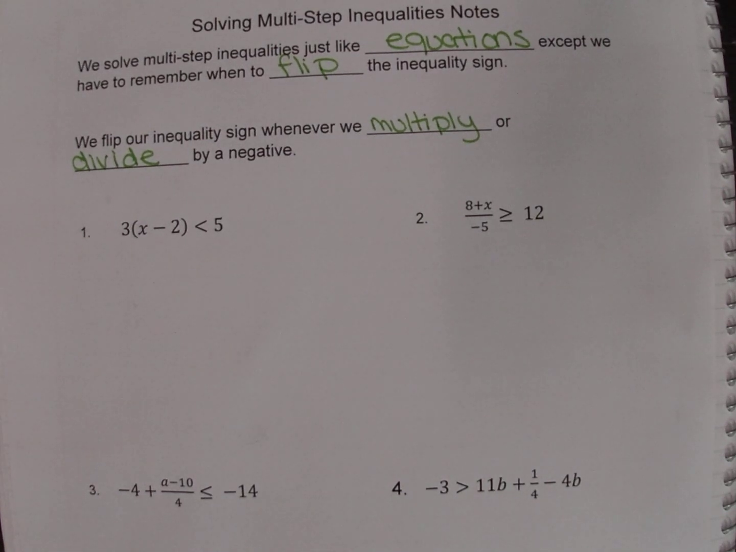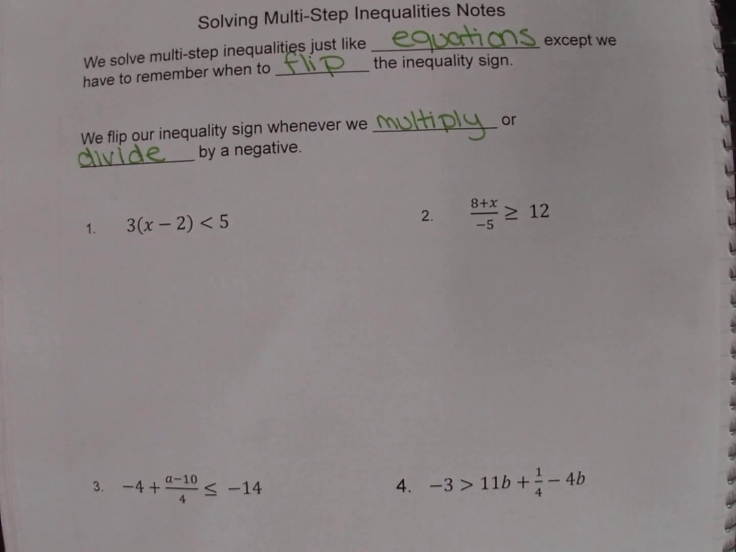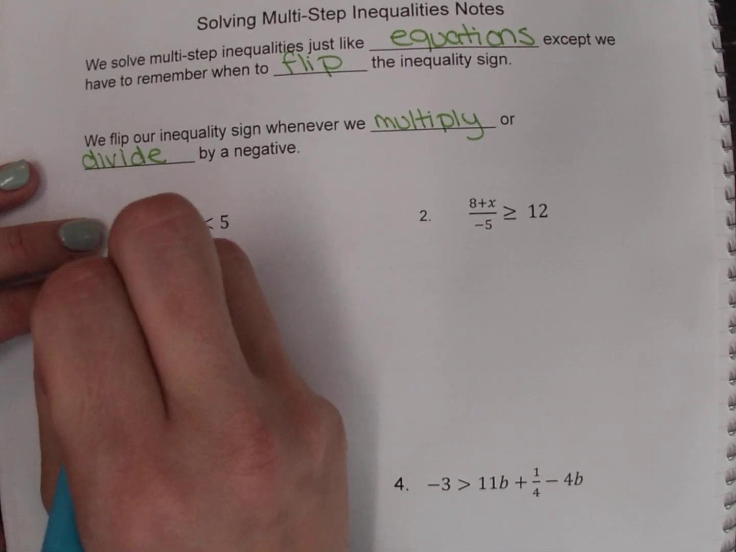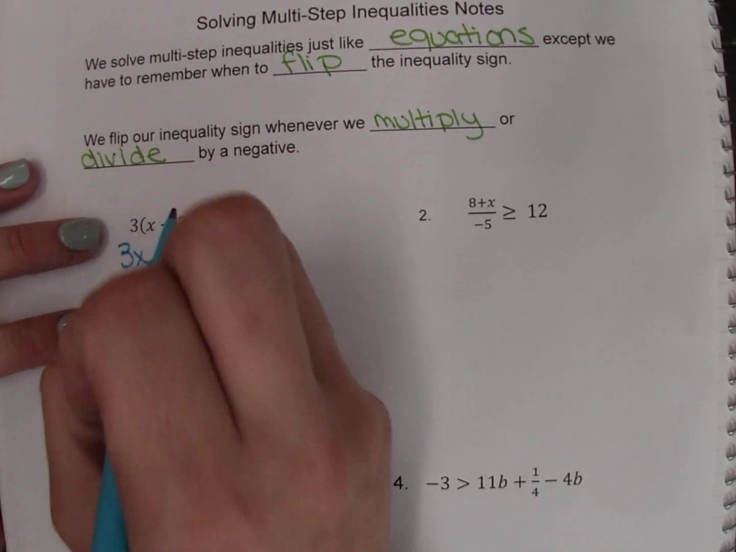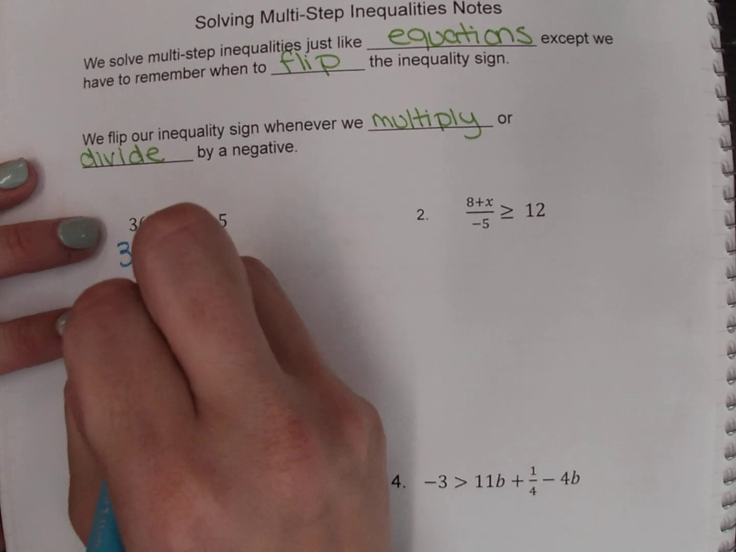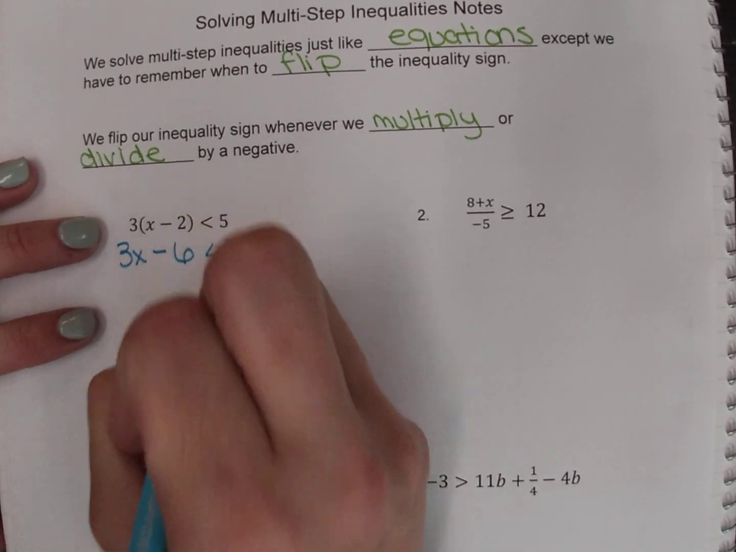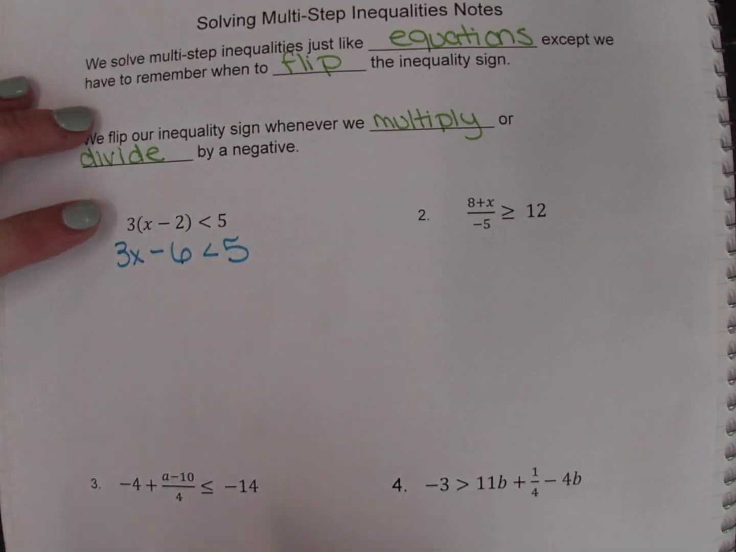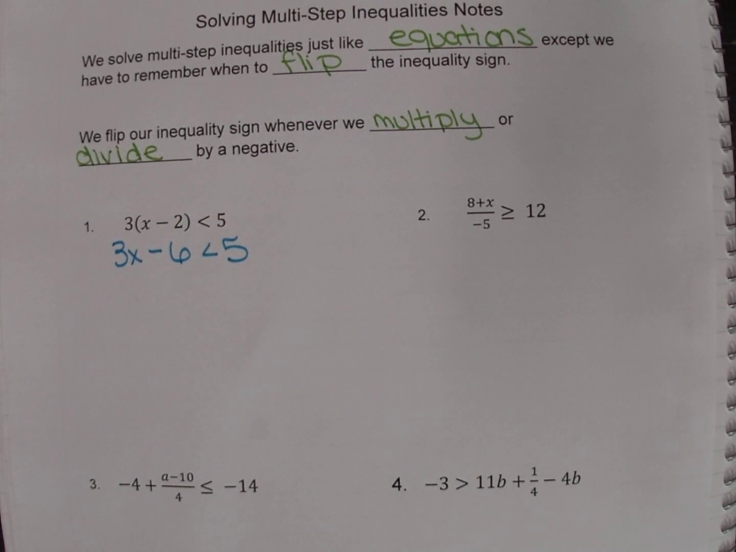So if we go through the rules, step 1 says if there are parentheses. Okay, if we look at this problem, there are parentheses, so we are going to distribute. So 3 times x gives us a 3x. 3 times a negative 2 gives us a negative 6. Now keep in mind, if we were distributing a negative 7 or even a negative 3, distributing is not a piece of solving, that's just simplifying, so that is not a reason to flip the inequality sign.